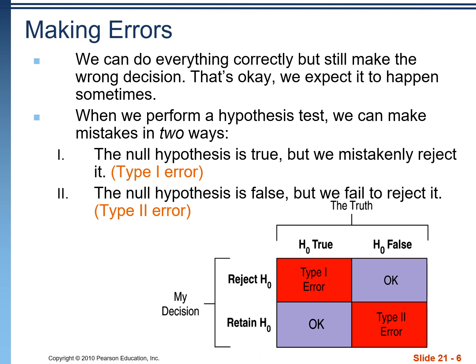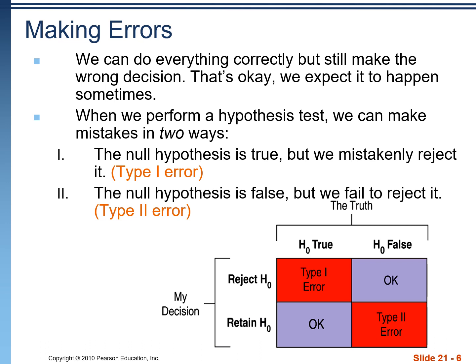And the reason it's the quote unquote first type of error is that throughout the duration of a hypothesis test, we always believe that the null hypothesis is true. So in a type 1 error, the null hypothesis actually is true and we mistakenly reject it. The type 2 error is the reverse of that. The null hypothesis is false and we fail to reject it.